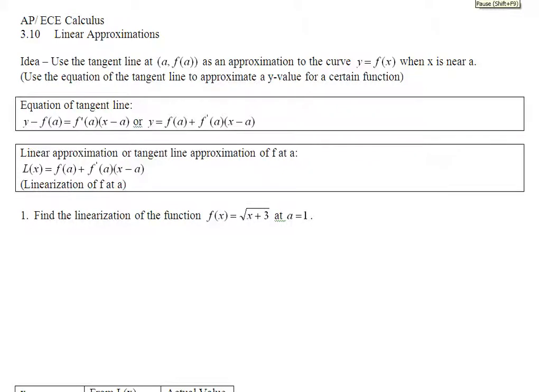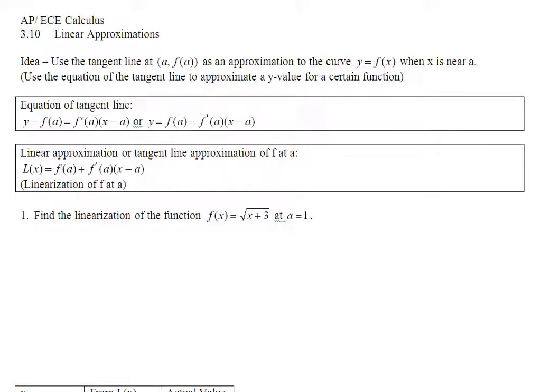So our last section in Unit 3 is on linear approximations. The basic idea here is we are going to use the equation of a tangent line to approximate a y value of a function. Okay, so it kind of says that here, use the equation of the tangent line to approximate a y value for a certain function.